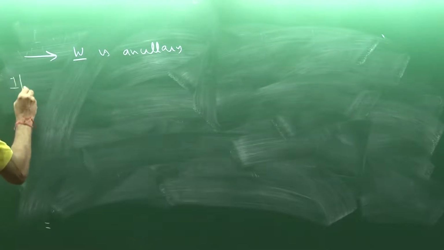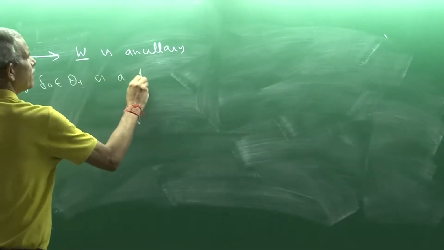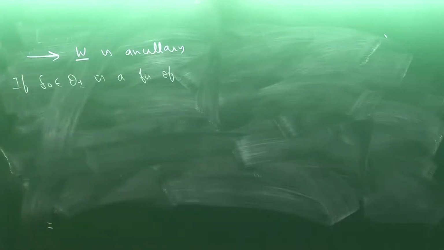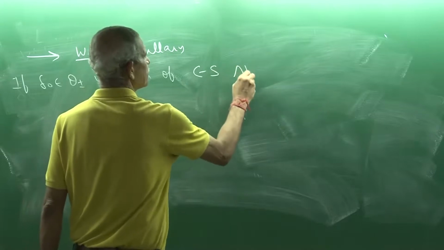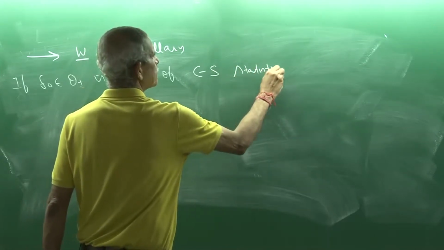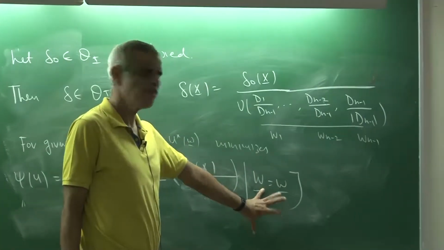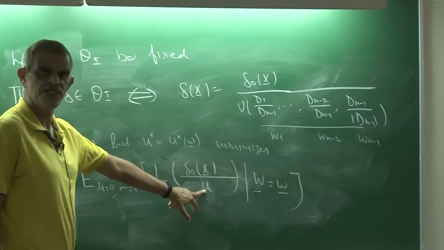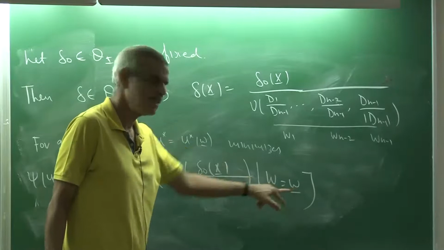So if delta naught belonging to D-bar is a function of a complete sufficient statistic, then by Basu's theorem, this conditional expectation would be independent of w. So that means minimizing u will also not depend on what w was fixed at. So u would be a constant.